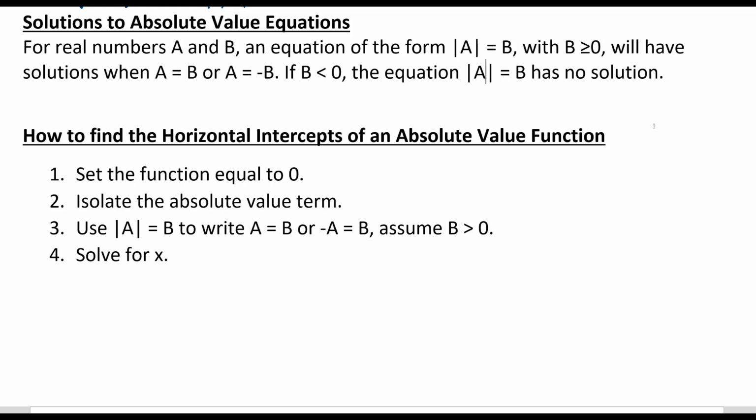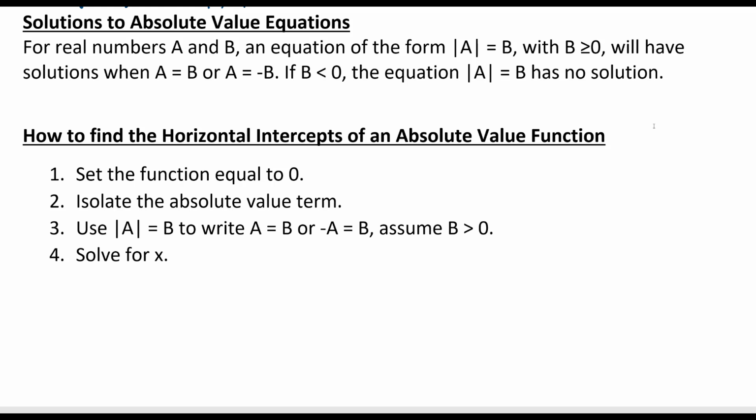So an equation of the form absolute value of A equals b, with b greater than or equal to 0, will have the solutions when A equals b or A equals the negative of b. And think of it as the absolute value. If A was b, or if A was negative b, the absolute value made it positive. So that's what we get.